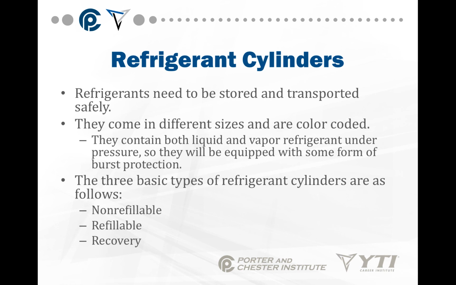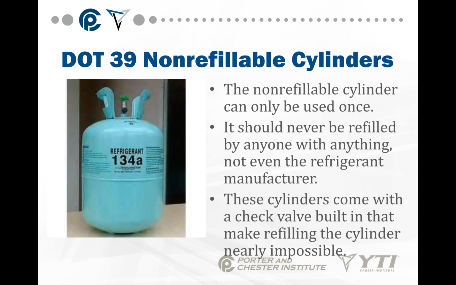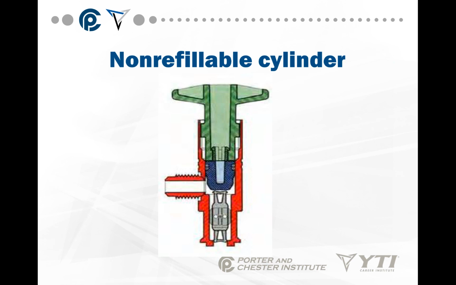Refrigerant cylinders need to be stored and transported safely. They come in different sizes and are color-coded. Okay, they contain both liquid and vapor under pressure, so they'll always have some sort of burst protection. There are three types of cylinders: non-refillable, refillable, and recovery. This is a non-refillable cylinder. The Department of Transportation controls how these cylinders are designed and how they're stored. They come with a check valve. They should never be refilled. Okay, it's a non-refillable cylinder used once. That's what your virgin refrigerant comes in.